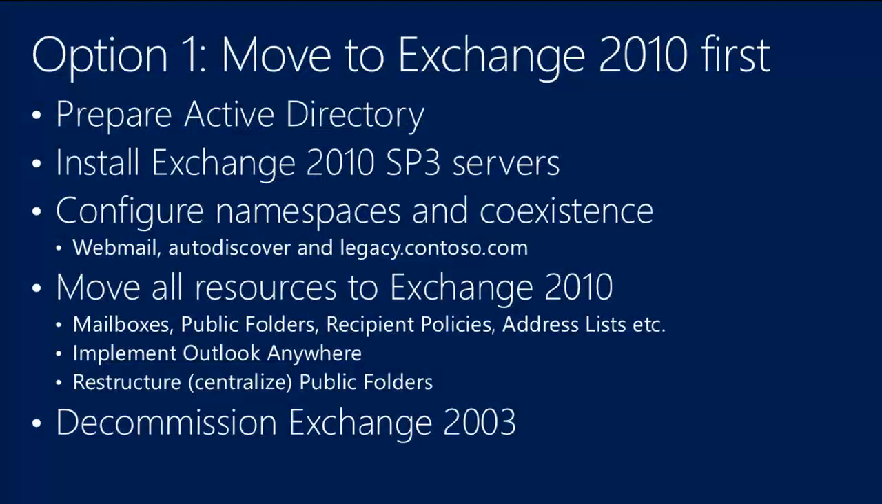Then you configure your namespaces, and well, once you do it good, use your split DNS, deploy Outlook Anywhere, do it all the way around. Then you move your resources to 2010 and bring over all the data and decommission your old 2003 servers. Once you've done that, then you're able to go on with the normal path for going to 2013.